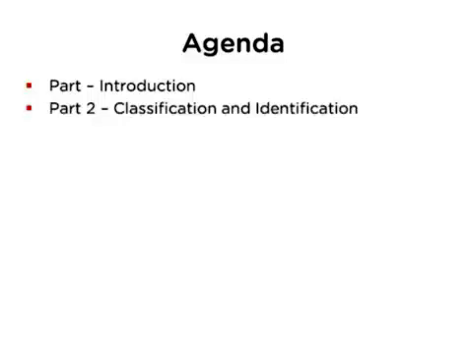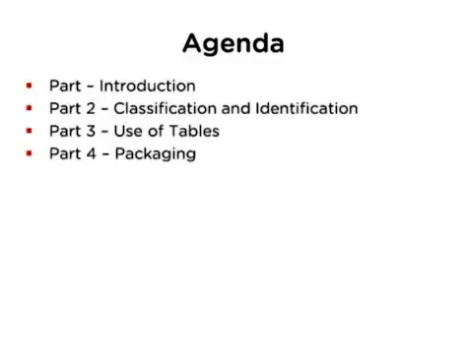Part 2 will cover classification and identification of hazardous materials. Part 3 will introduce the use of the hazardous material table from the hazardous materials regulations and using it to provide information on how to ship various products. In Part 4, we will discuss the packaging requirements for transport. In Part 5, we'll cover the requirements for identifying packages of hazardous materials using marks and labels.